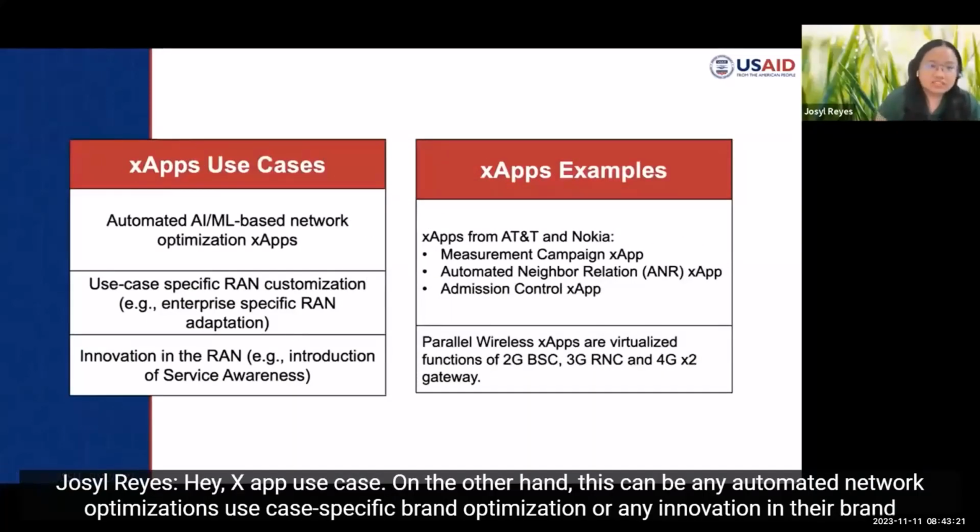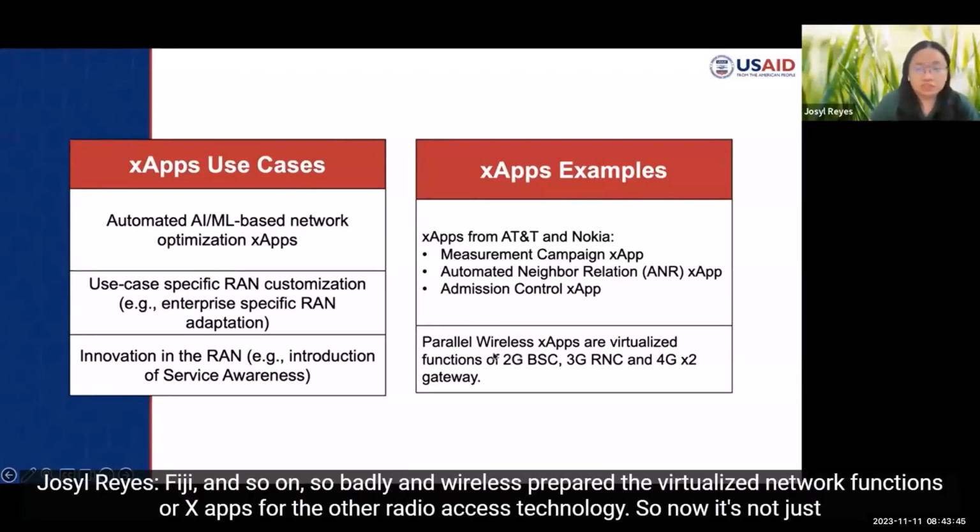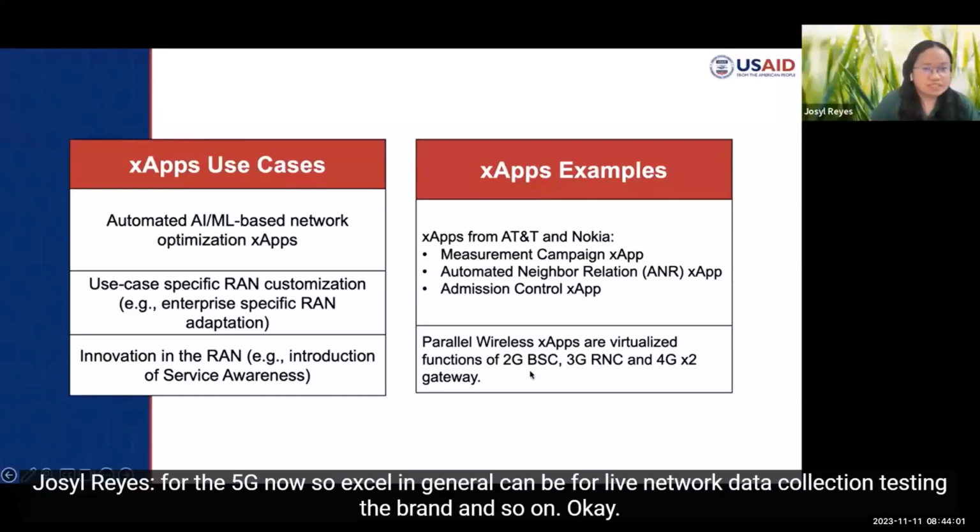Okay, xApp use cases, on the other hand, can be any automated network optimization, use case specific RAN optimization, or any innovation in the RAN, like measurement, neighbor relation, admission control. Or maybe, if it's not only 5G, even the virtualized functions of 2G, 3G, and so on. Parallel Wireless prepared virtualized network functions or xApps for the other radio access technologies, so it's not just for 5G. xApps in general can be for live network data collection, testing the RAN, and so on.